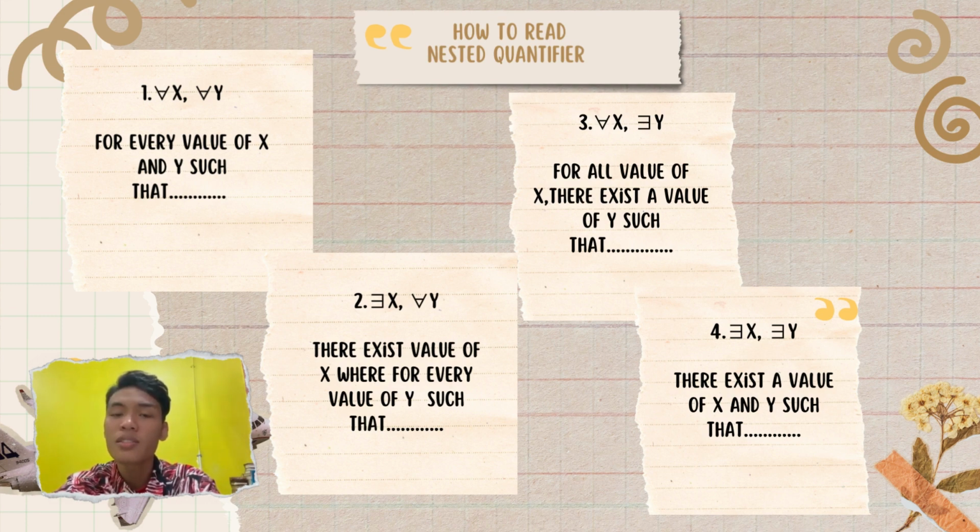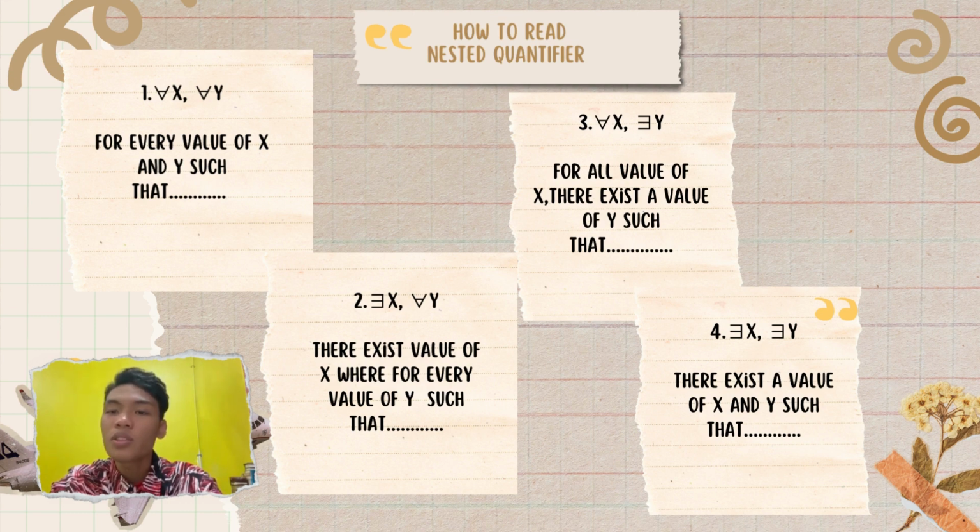Then the statement is true. Second, we go to "for some and for all." How to read a mathematical statement that contains the nested quantifier: there exists a value of x where for every value of y such that blah blah blah.